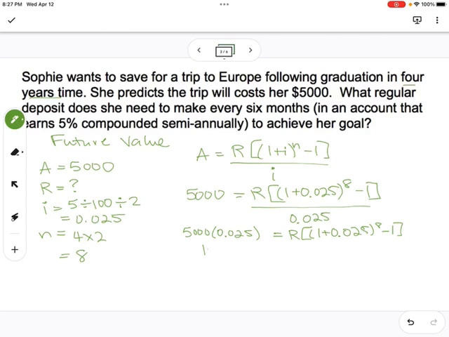Okay, that's 125. And now we want to get R by itself, so we're going to move all this other piece. It's R times this full bracket. So when we move this full bracket to the other side, it's going to divide over here. So 125 divided by (1 plus 0.025) to the exponent 8 minus 1. And that's our regular payment. Okay, so dividing by that value.